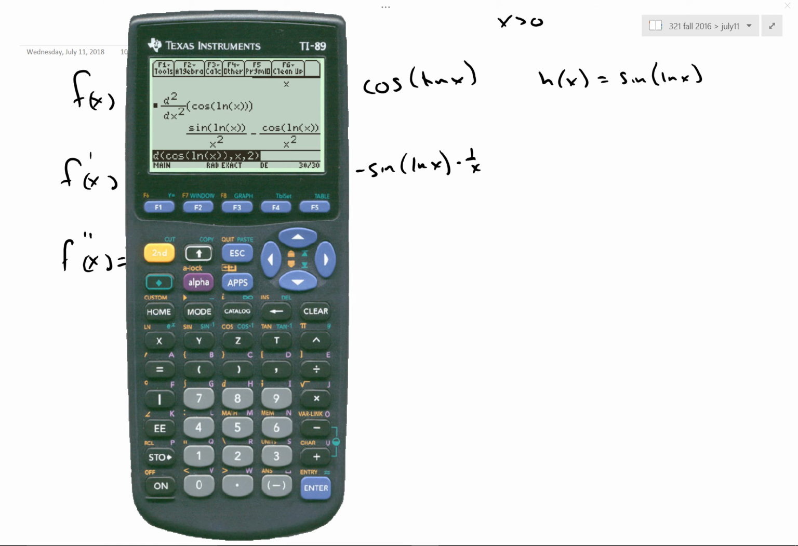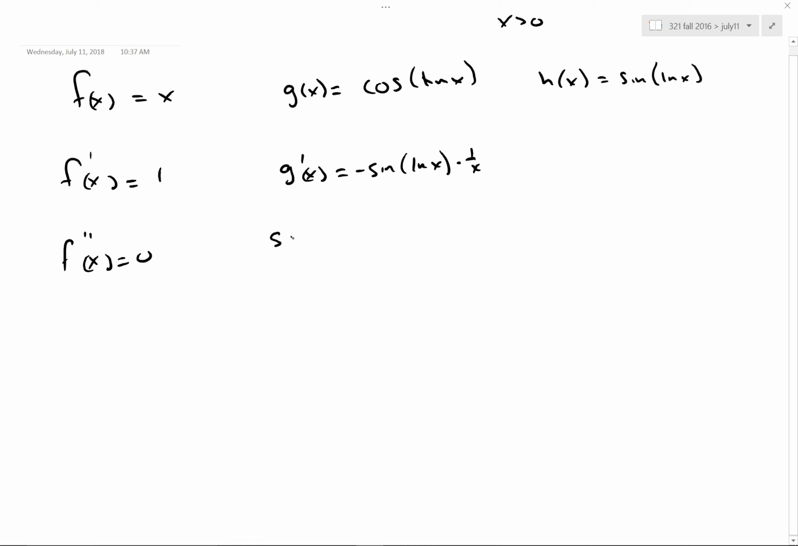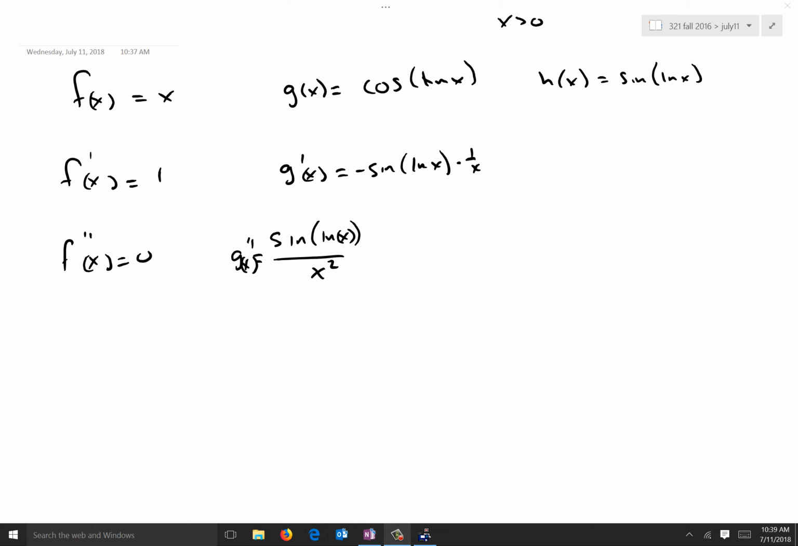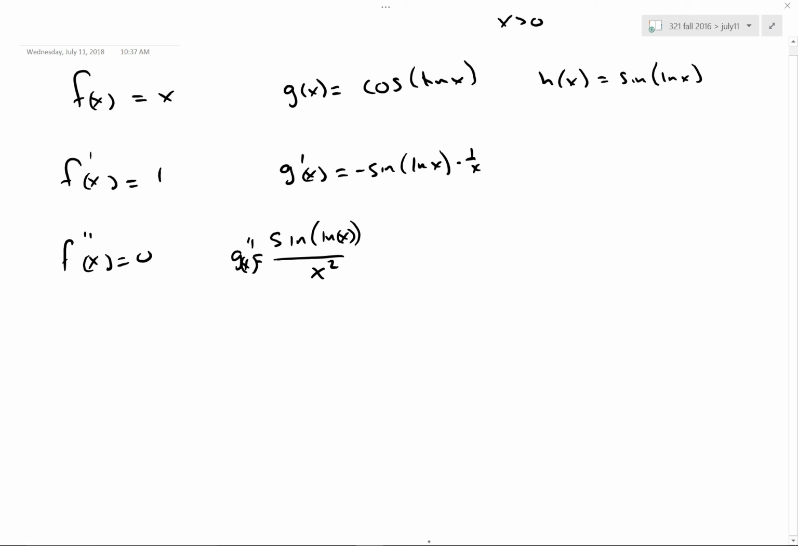So sine of ln over x squared, and then minus cosine of ln over x squared. But this other one's going to be kind of close, huh?